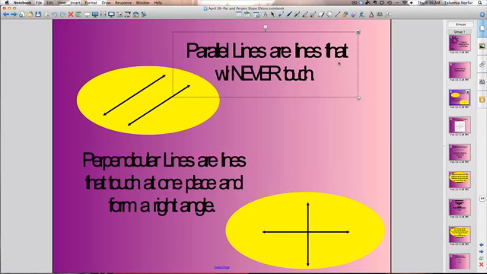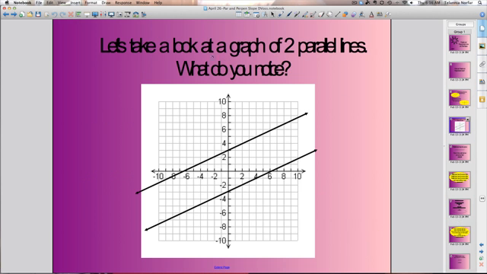Parallel lines never touch, as you can see right here. And perpendicular lines are lines that touch at one place and form a right angle. That is huge. They form a right angle and only touch once. Now, let's take a look at this graph of two parallel lines. Go ahead and find the slope of each of these, and then make a special note of what you notice about the slopes. Unpause the video when you're done.